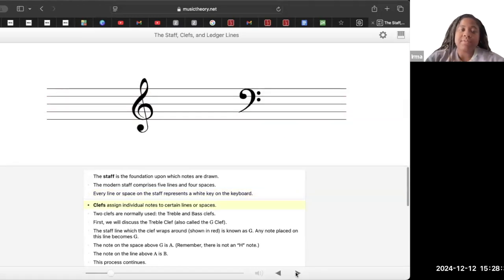Now, clefs assign individual notes to certain lines or spaces. Keep that in mind. That's very important. You have a treble clef and a bass clef. There's a different form of clefs that exists. We have the tenor clef, which has the 8 at the bottom. We utilize that for lower voices, like tenors. They sing usually an octave lower. And then we also have an alto clef, but those clefs we're not going to review today. So the most commonly known is the treble clef and the bass clef, and we use them quite often as singers.